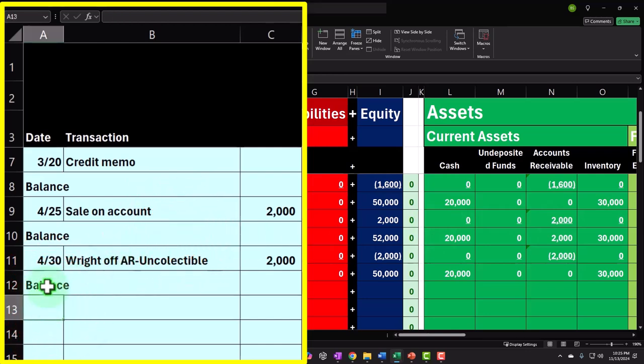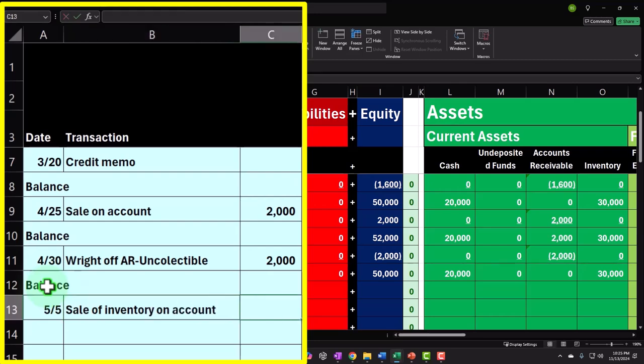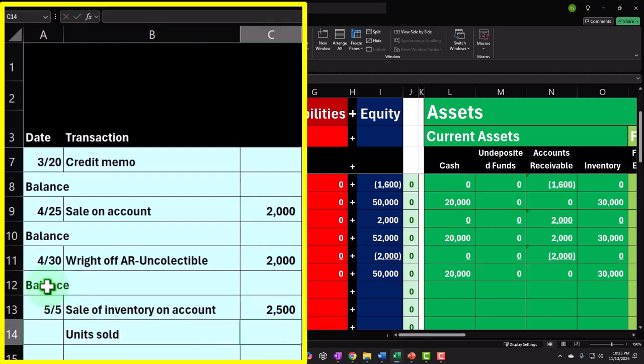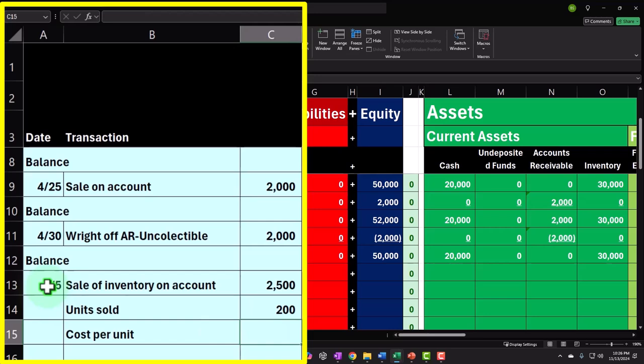Just cool. All right, let's go to the 5.5. And then now we're going to do another one. This time we're doing sale of inventory on account. So now we're selling inventory. We have to deal with the inventory. Let's say we sold it for 2,500 and the units sold, let's say, are 200 units. And then the cost per unit is $10, we'll say, cost per unit, $10.